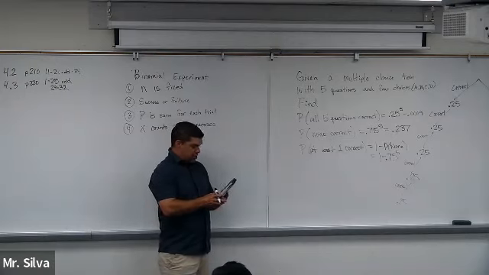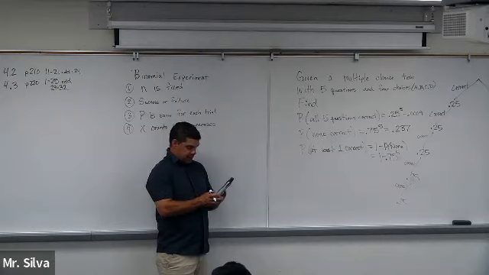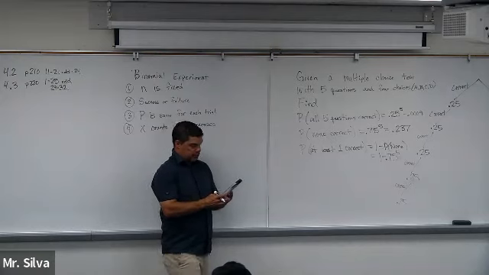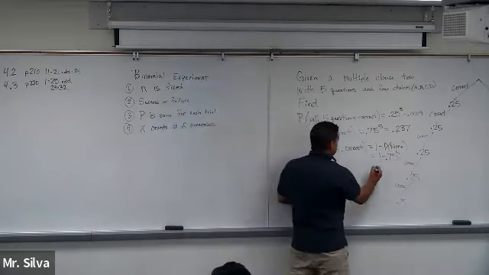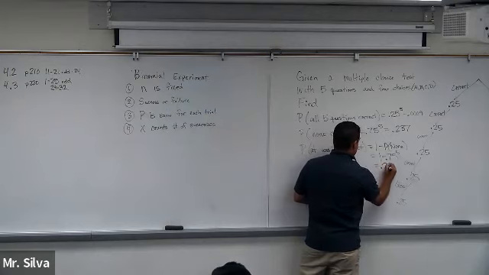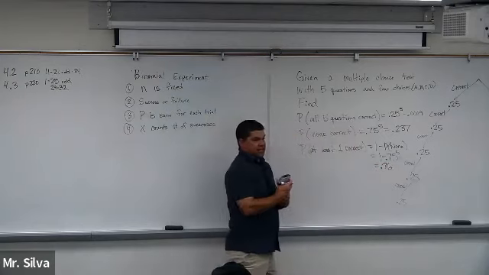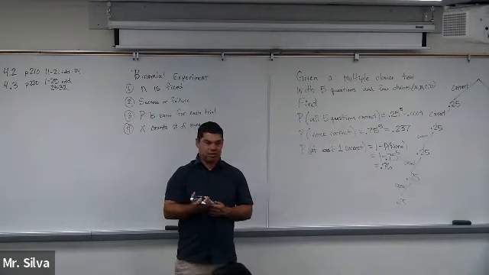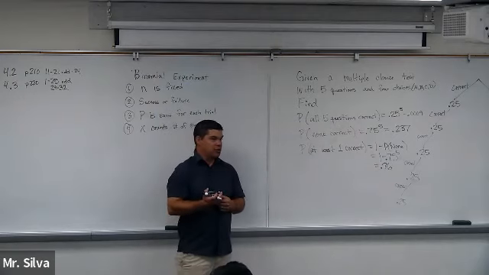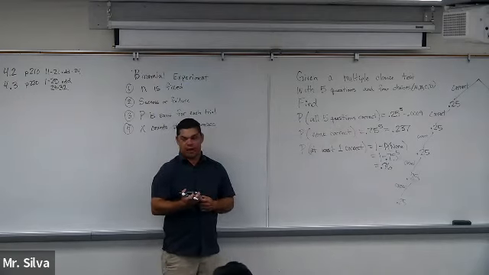And then for at least 1, I'm going to do 1 minus that. That's 0.76. There's a 76% chance of getting at least 1 question right. That's 1 or 2 or 3 or 4 or all 5 of them right. Okay.